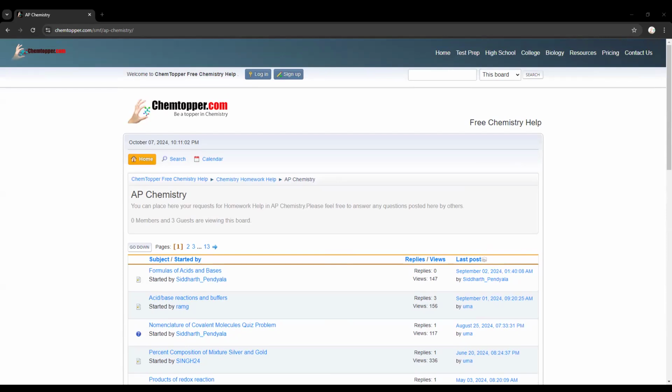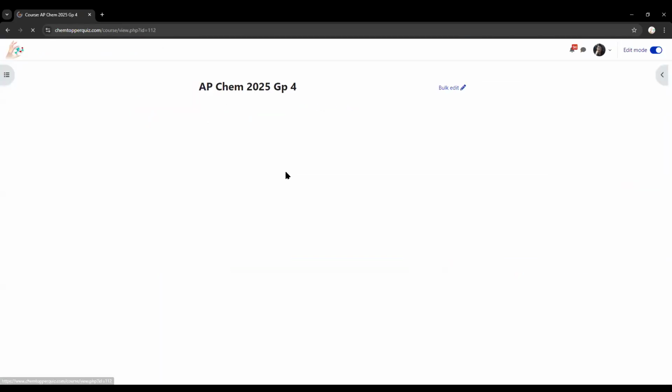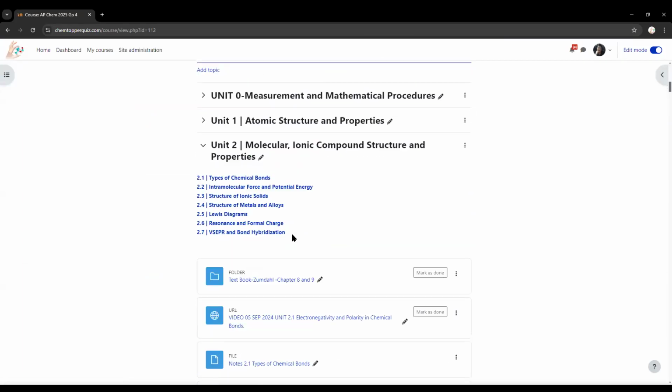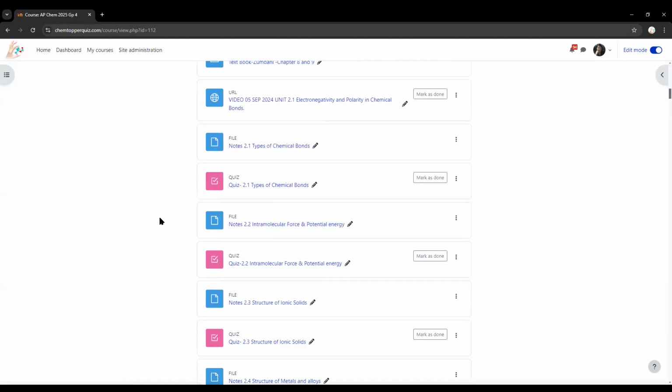And on the ChemTopper platform, there are lots of tabs. Which quizzes do you want us to do? The quizzes on my website, with all the resources and stuff. Yeah. Unit 1, you have not started with me, so leave it. But you can start doing Unit 2. So I'll be sending you this homework also.